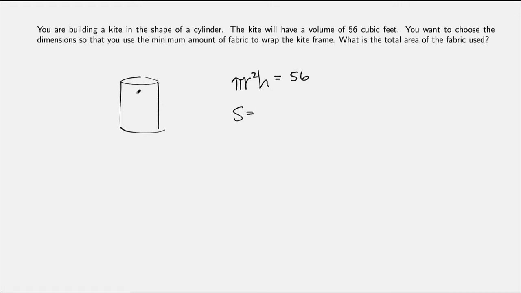So surface area of a cylinder, the part that wraps around is 2 pi r h, but there's also the top and the bottom. Those are both circles. So we've got two circles, so we have 2 times the area of a circle, which is pi r squared.